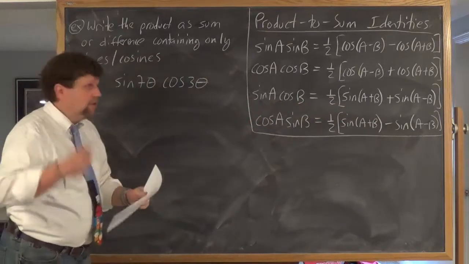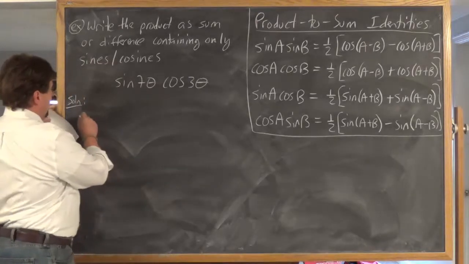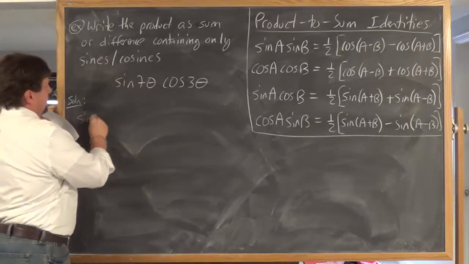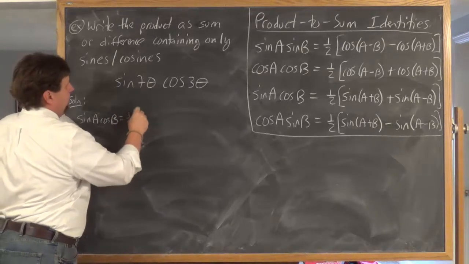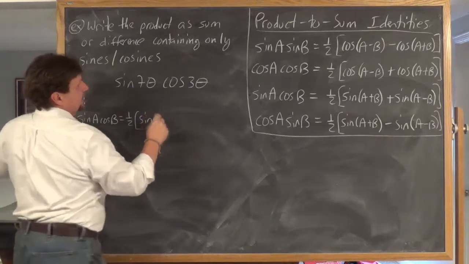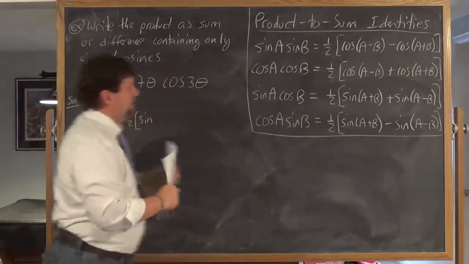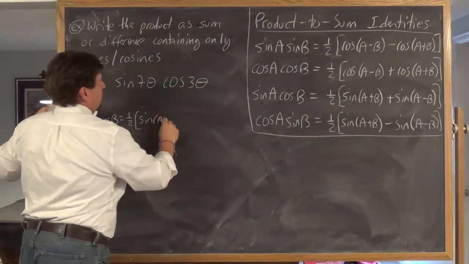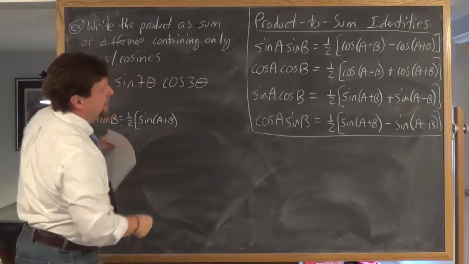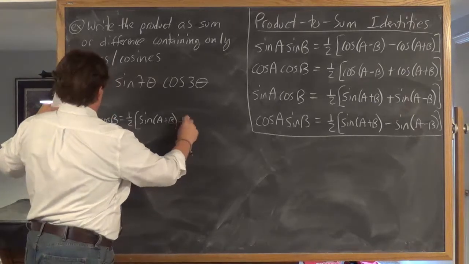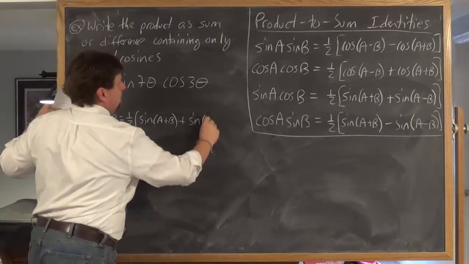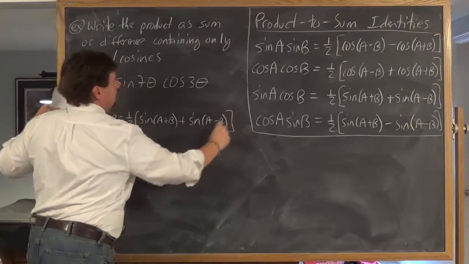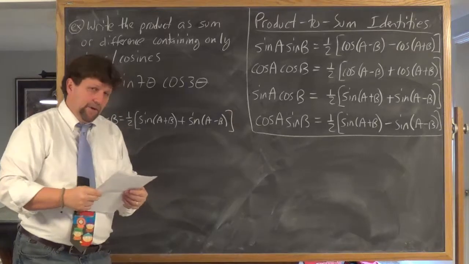Since I'm going to use it, let me just write it down. Sine A cosine B is 1/2 sine A plus B plus the sine of A minus B. So that's the identity I'm going to use.